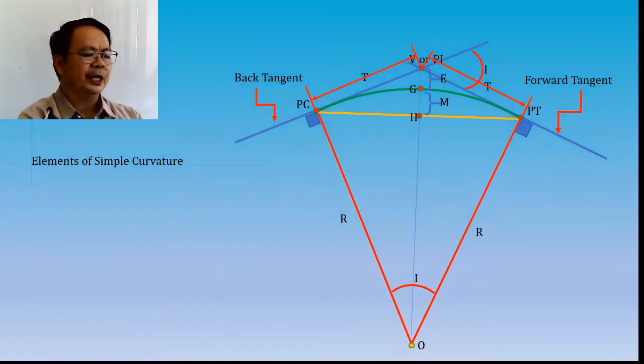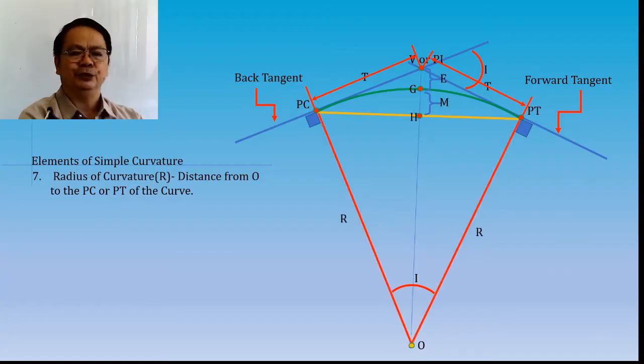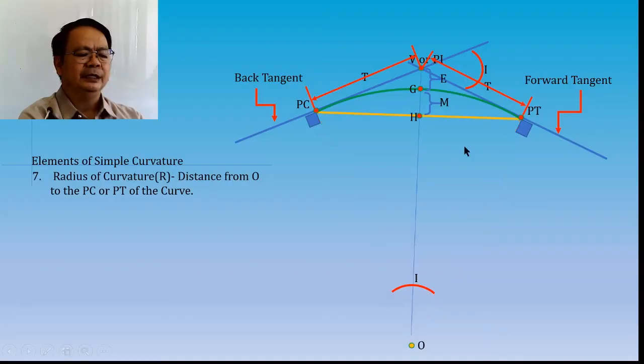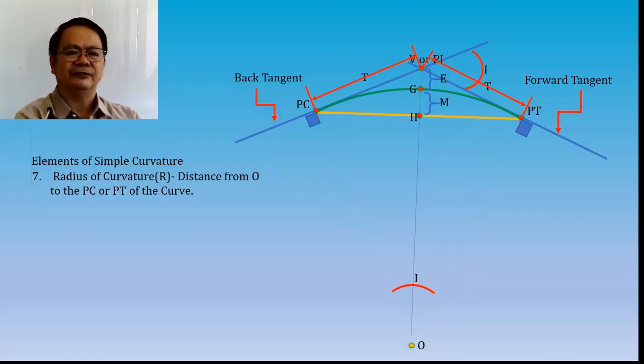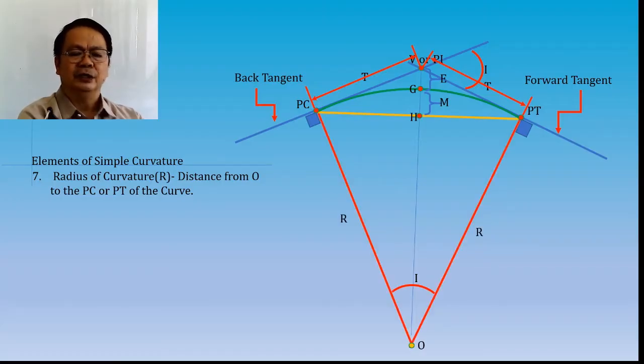Next, we have the radius of the curvature, and as you would see here, the two blinking ranges. These are the distances from the O to either the PC or the PT of the simple curvature. That actually describes the sharpness of the curvature. The shorter the radius, the sharper the curve. The longer the radius, the flatter the curve.